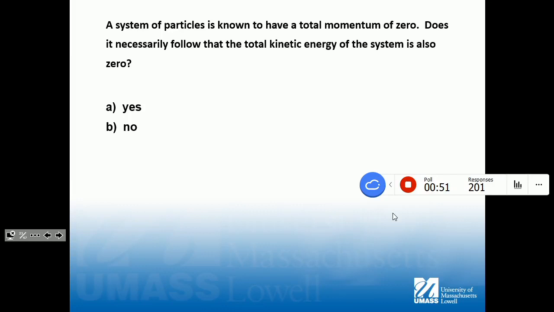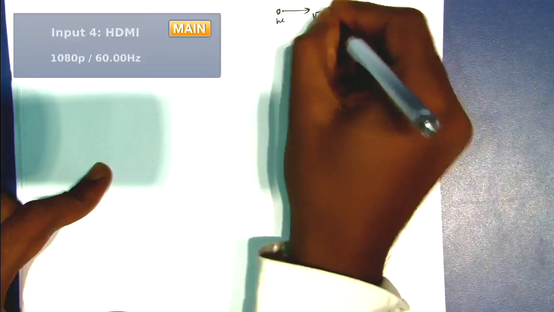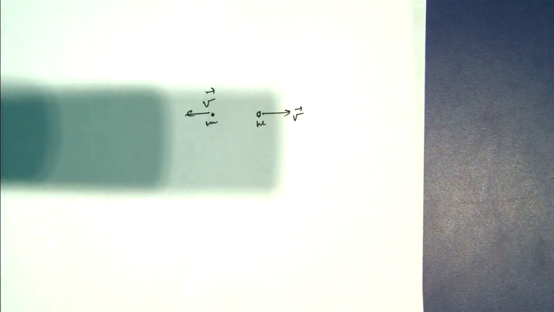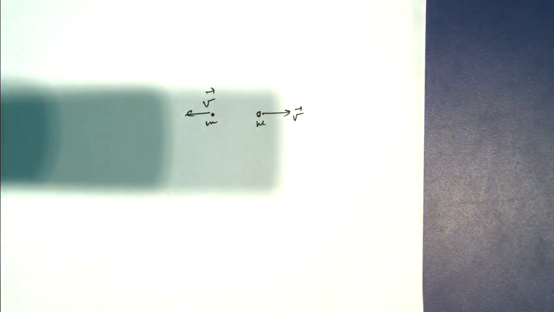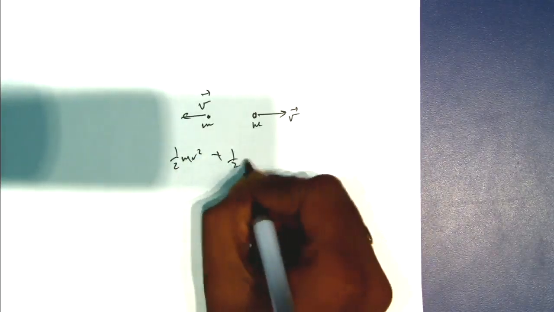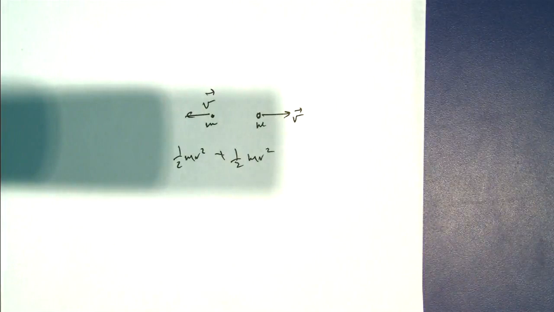I have one moving that way with some kinetic energy, I have one moving that way with some kinetic energy, the total kinetic energy is this plus this. There's no minus in kinetic energy. That makes sense. So momentum being zero does not imply that there is no motion in that system, that there is no energy due to motion in that system. So if I have two objects, m moving with velocity v in this direction, m moving with velocity v in that direction, equal masses, equal speeds in opposite directions, the total momentum of this system is zero. Correct? But the kinetic energy is 1/2 mv squared plus 1/2 mv squared. There is still energy in this system.